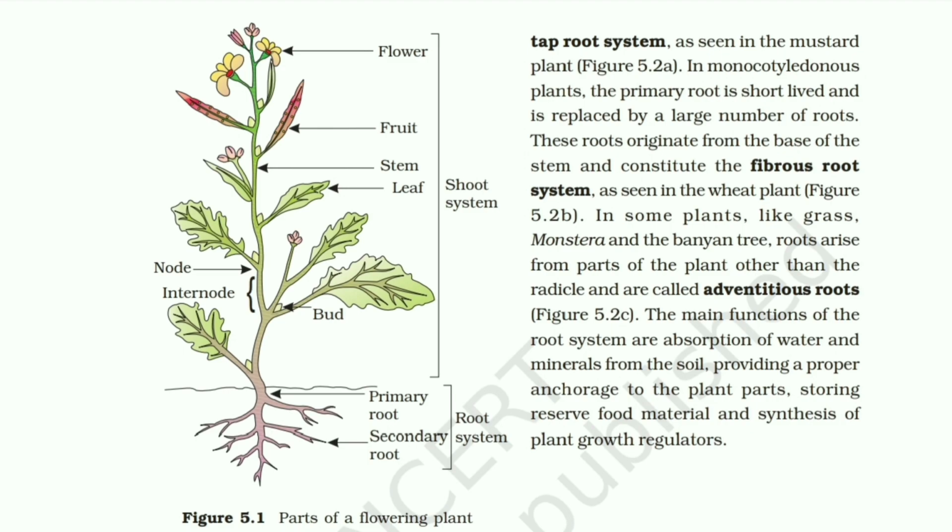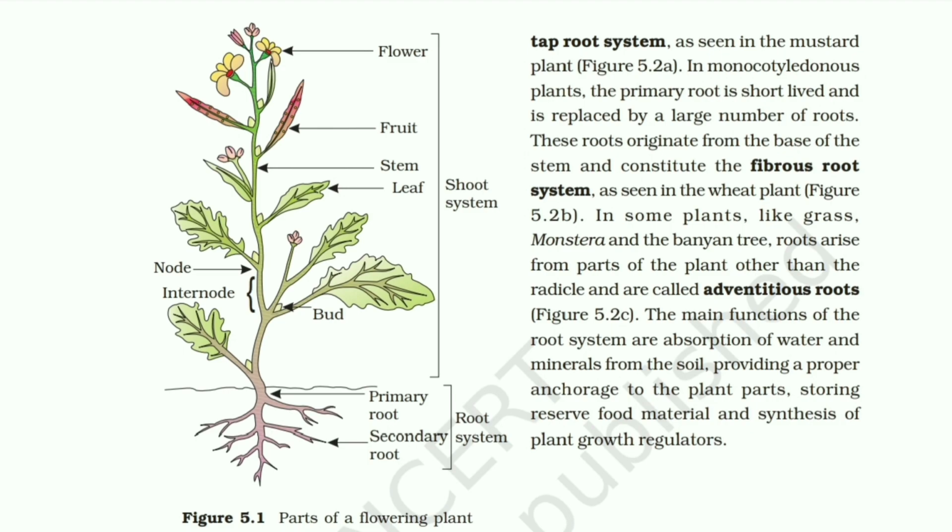In monocotyledonous plants, the primary root is short-lived and is replaced by a large number of roots. These roots originate from the base of the stem and constitute the fibrous root system, as seen in the wheat plant, figure 5.2b. In some plants, like grass, Monstera and the banyan tree, roots arise from parts of the plant other than the radicle and are called adventitious roots, figure 5.2c.